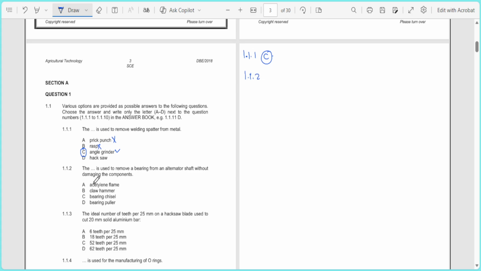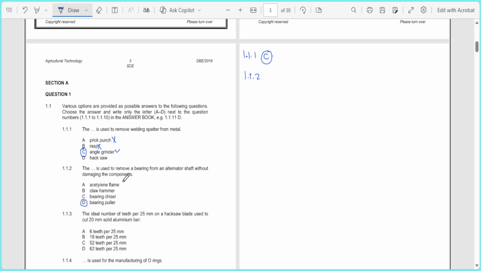1.1.2, the blank is used to remove a bearing from an alternator shaft without damaging the components. We have 4 options: A, an acetylene flame, B, a claw hammer, C, a bearing chisel, and D, a bearing puller. I think this answer should be obvious. So D is the answer.